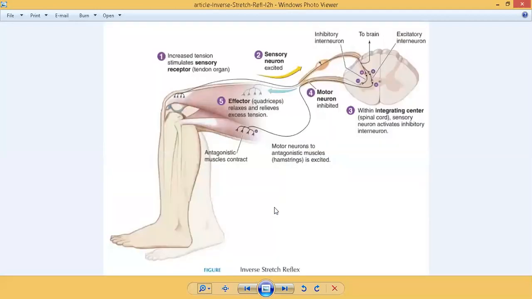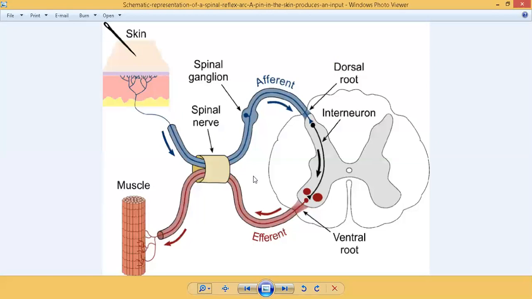Another type of reflex, this is another general diagram. We can see from the skin a sharp pricking sensation stimulates the receptors and then impulses go to the afferent. These are the interneurons, which I have already described as connector neurons. They can be stimulatory to one muscle and inhibitory to another group of muscles. The impulses will be carried by different nerve fibers to the muscle.